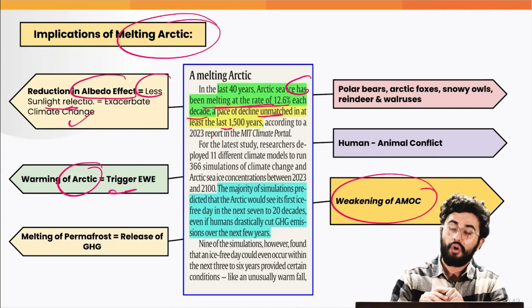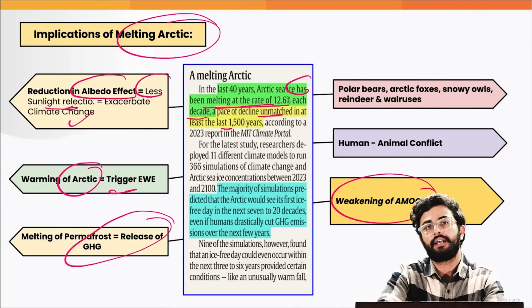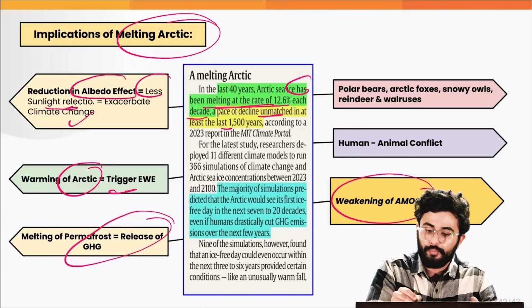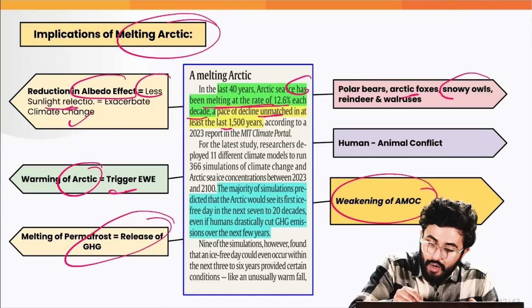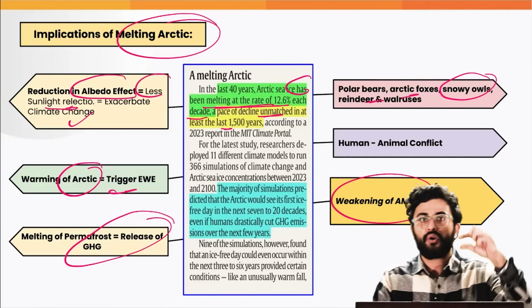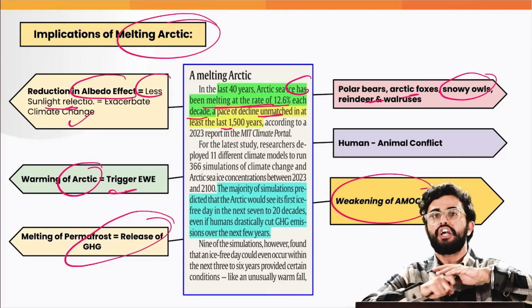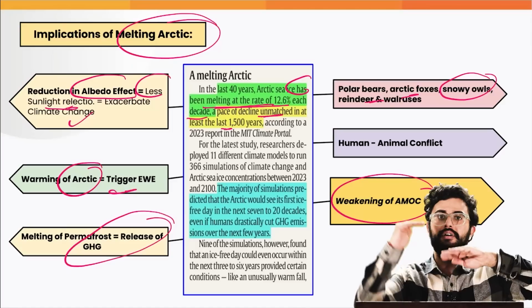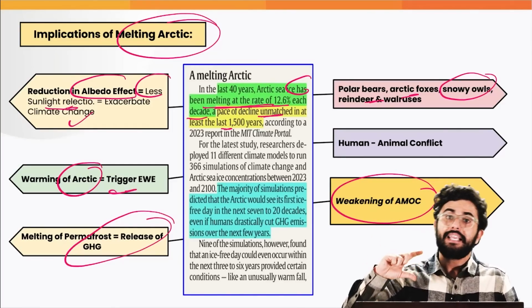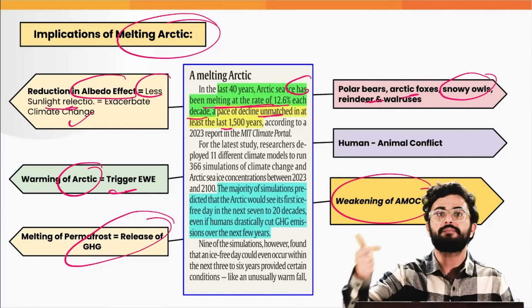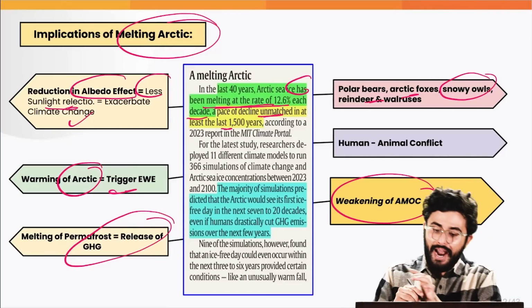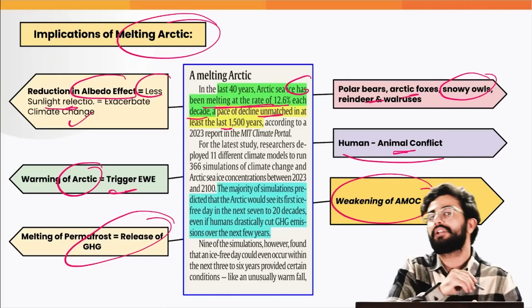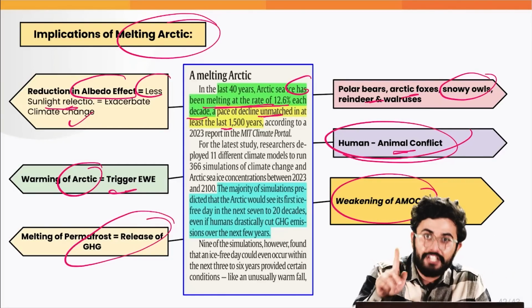Then the melting of permafrost will release further stored greenhouse gases. It is obviously going to have significant impact on the flora and fauna found in the region, such as, for example, the polar bears, the Arctic foxes, the snowy owls, reindeer and walruses. And because of this, the red fox, which is found much more in, let's say for example, the lower latitude regions, can also migrate to that region because the temperature is becoming much more habitable for them. So that can lead to not only a crunch of resources, but it can also lead to further human-animal conflicts as well. So remember these implications of Arctic ice.